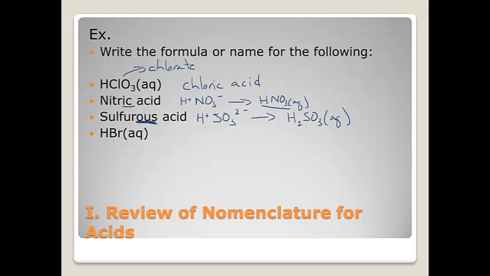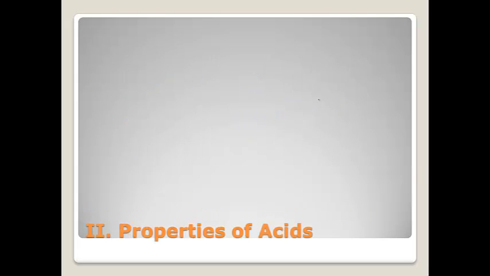Okay, and HBr. Br is bromide, so ide means you have to do hydro and then ic at the end, and it's going to be hydrobromic acid. Okay, if you got any of these wrong, go back and practice.